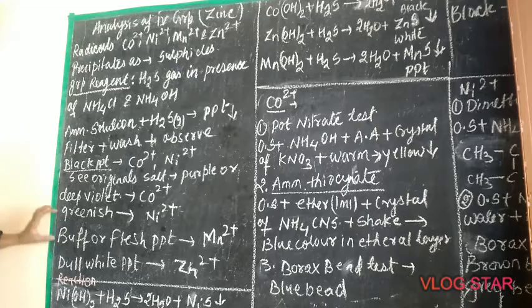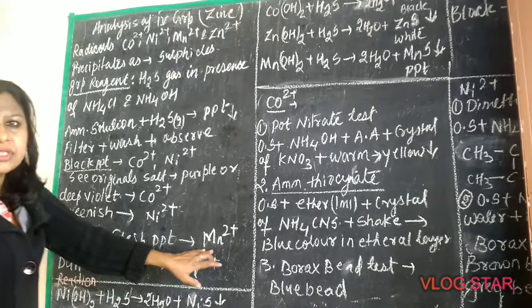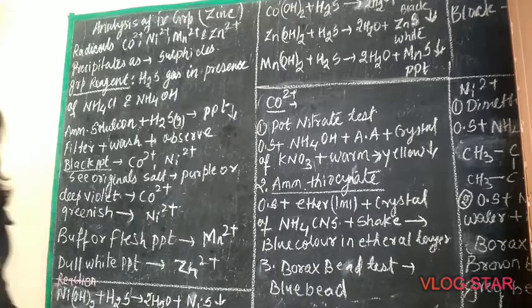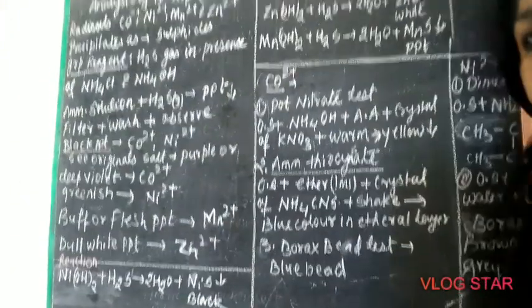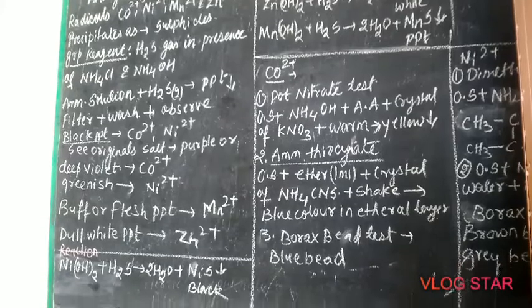Now, if you get a buff or flesh precipitate, that means Mn2+ may be present. And if you get a dull white precipitate, then Zn2+ may be present. Now, we'll see the reaction.